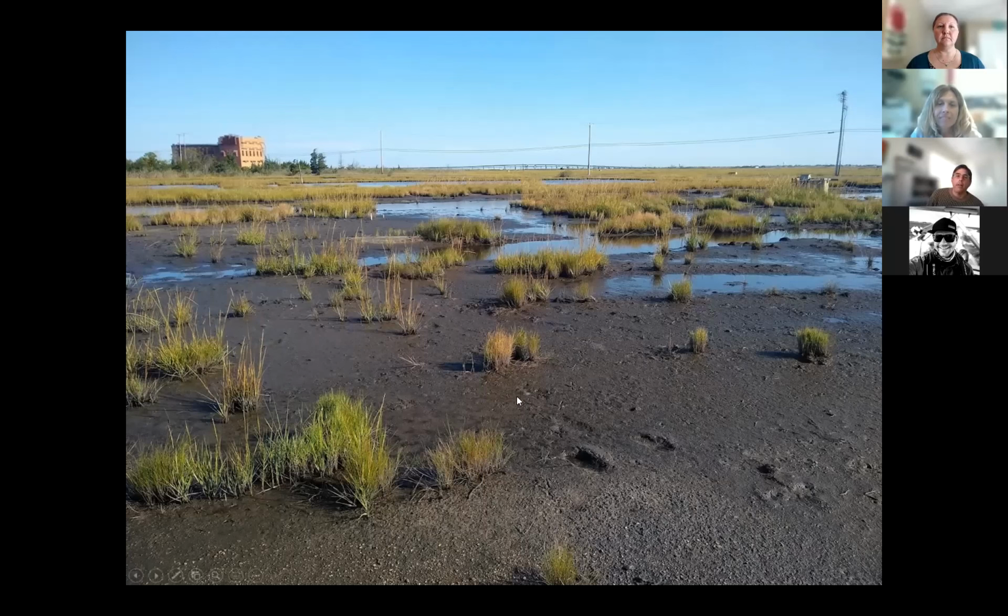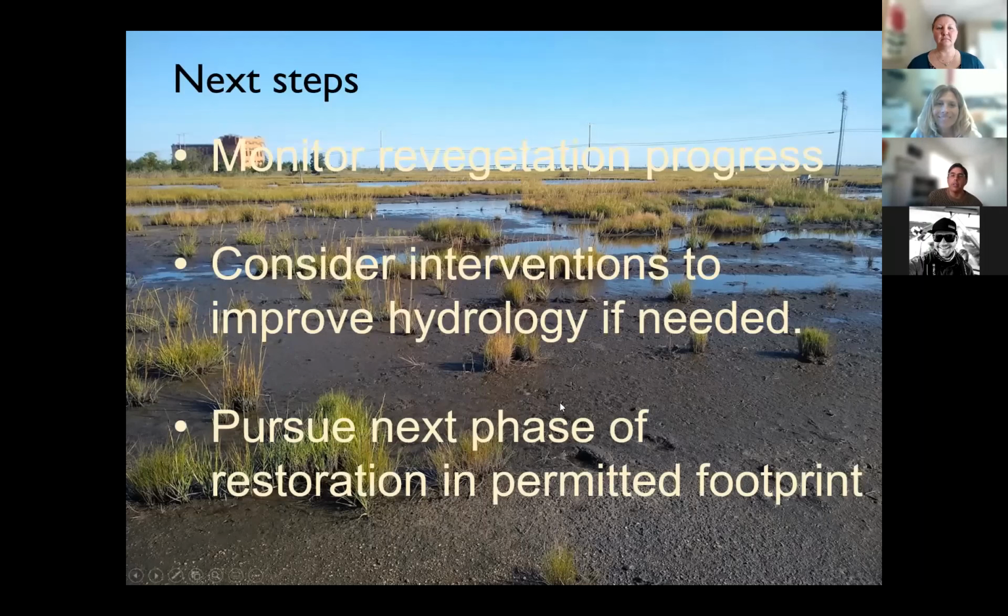So for now, I think we'll just keep an eye on the progress of this vegetation. Things are going relatively well. The goal is to revegetate these sites. So far, so good on that point. And then just try to understand the hydrology at the site a little bit better and consider interventions, say if the trajectory of vegetation takes a turn for the worse. And of course, we've got plenty of permitted areas still available for restoration. So we're exploring opportunities to keep restoring the site and keep learning from it.